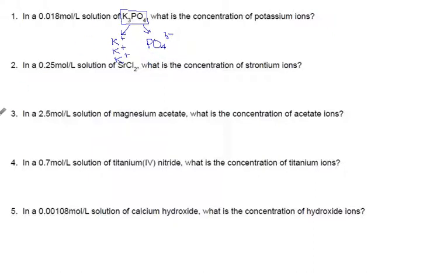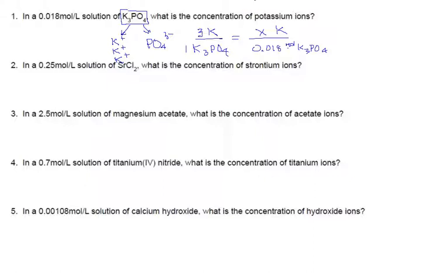So you can make a ratio out of that. You can say there are 3 Ks in a single K3PO4. Let me put a number on that actually. I'll say there are 3 Ks in a single K3PO4 like this. And now they ask, well, what if we have 0.018 moles of K3PO4? What would that mean for just the potassium?